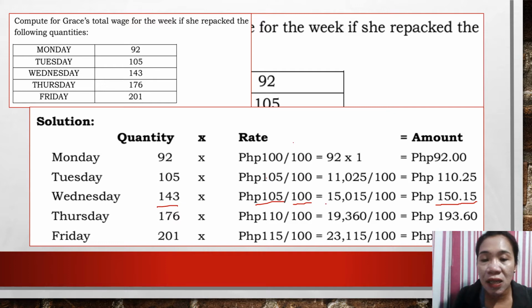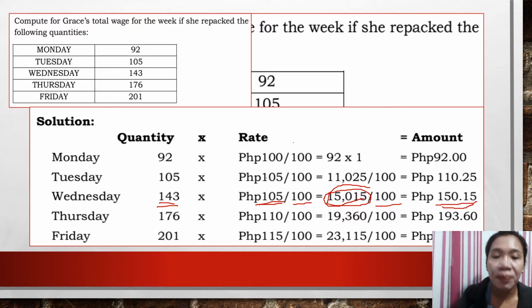This is class, this answer comes from 143 times 105. We got it. This answer you divide by 100 to get 150 pesos and 15 centavos. Understand? Now, let's move on to Thursday. On Thursday, what Grace finished is 176. Now, 176 has passed the range of 150 to 199.